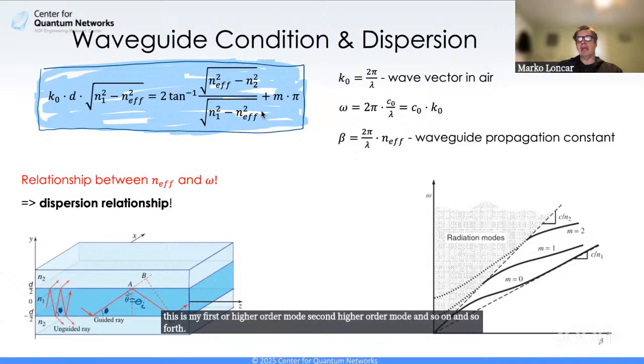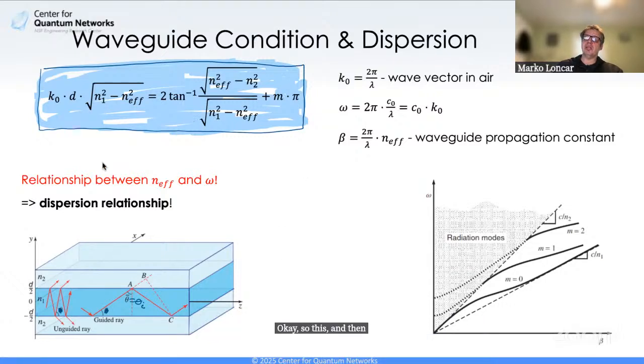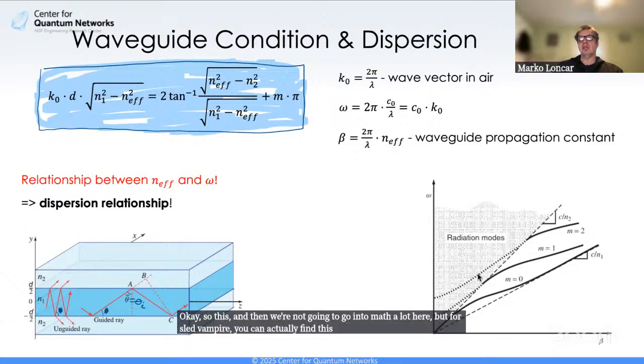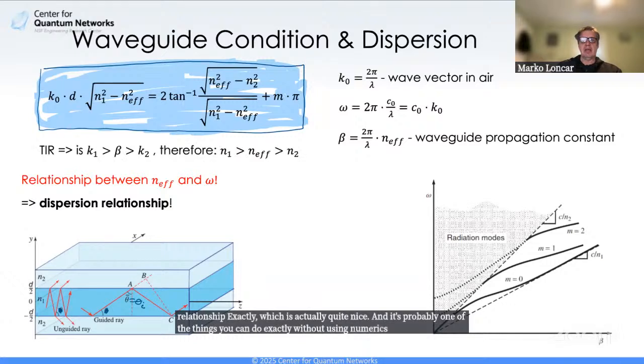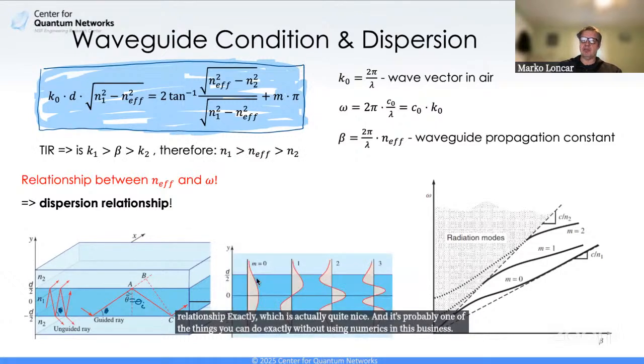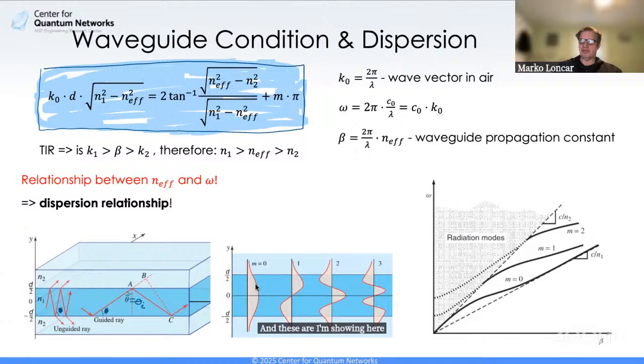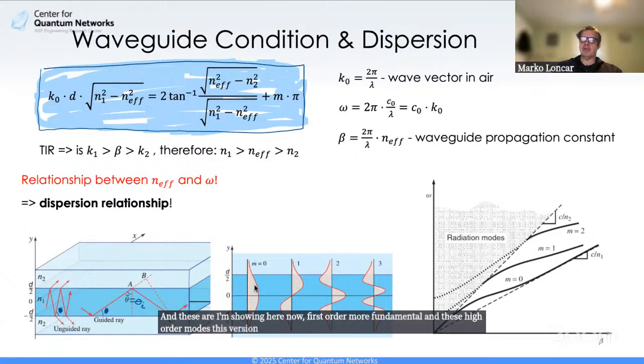Okay, we are not going to go into math a whole lot here, but for a slab waveguide, you can actually find this dispersion relationship exactly, which is quite nice. And this is probably one of the few things you can do exactly without using numerics in this business. I'm showing here the first order mode, the fundamental, and these higher order modes, the dispersion diagram of which is shown here, right? For the same wavelength thickness in this case.